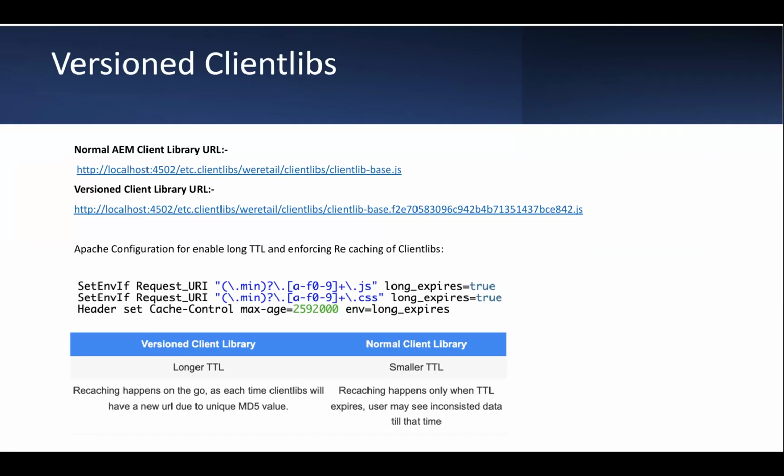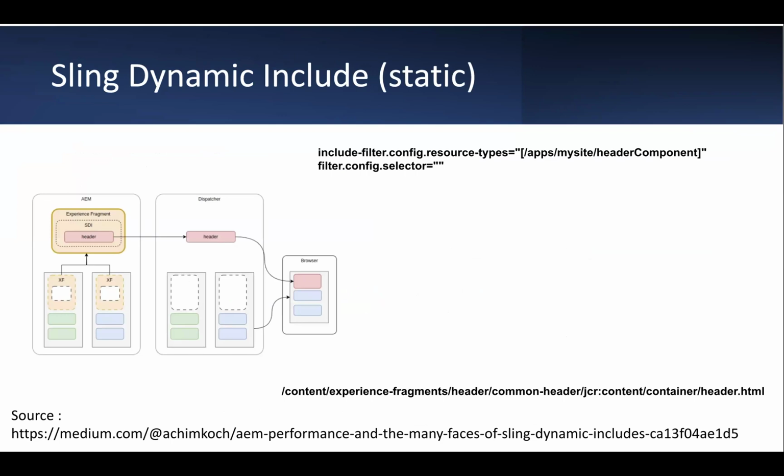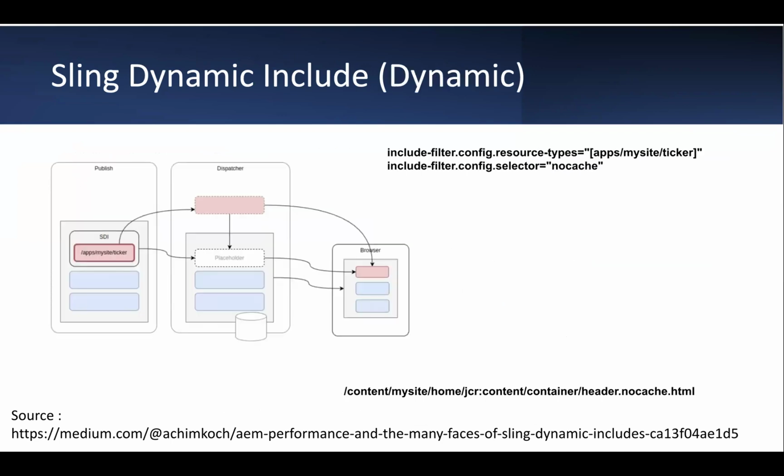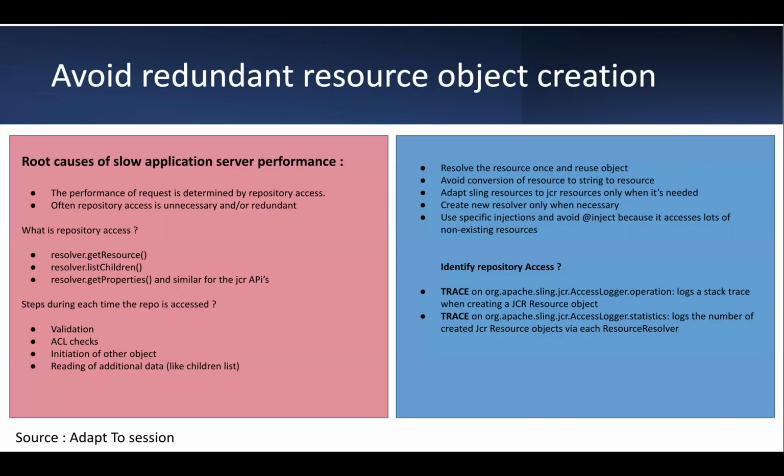I think this covers most of it, which is versioned client libs, how we can use the Sling Dynamic Include, and how we can maintain the performance on the backend side. Thank you so much.